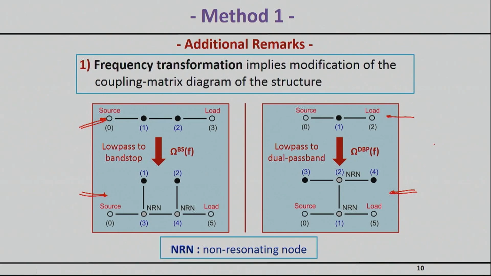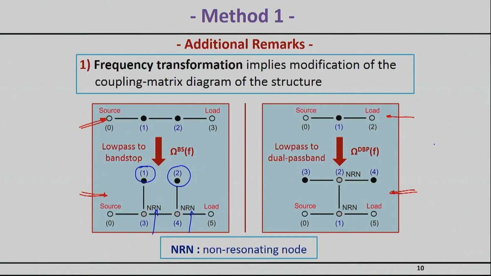Now, let's spend a little bit more time on these diagrams. What do they include here? So first of all, they include resonators. So same thing as they included before. But they also include another thing, which is here shown as NRN, or non-resonating node. So this is a concept which we'll discuss more in the second methodology.